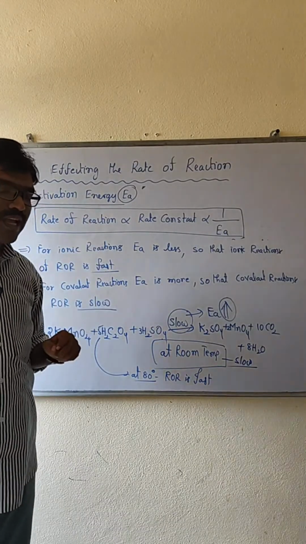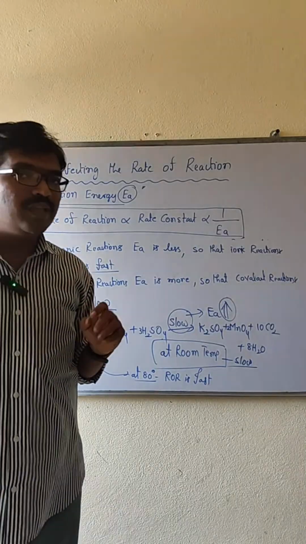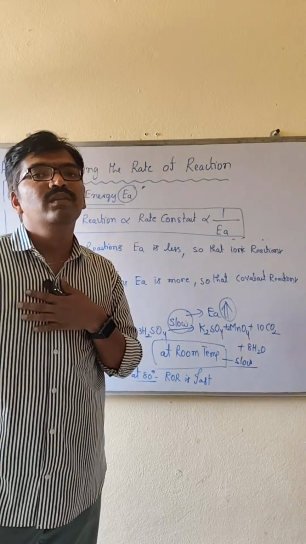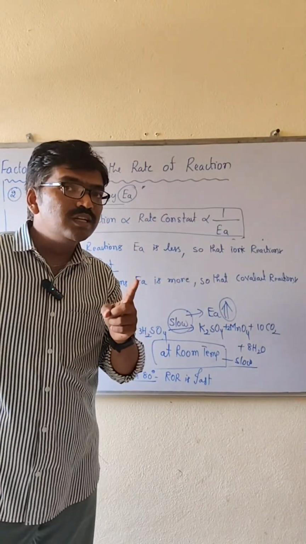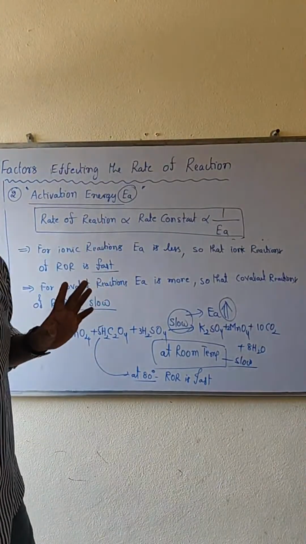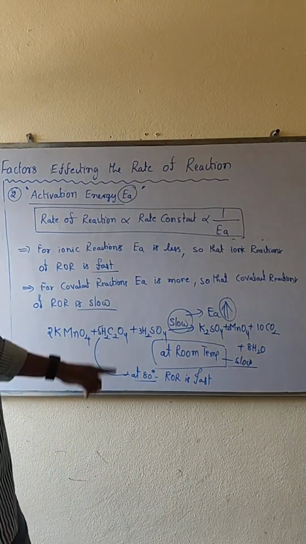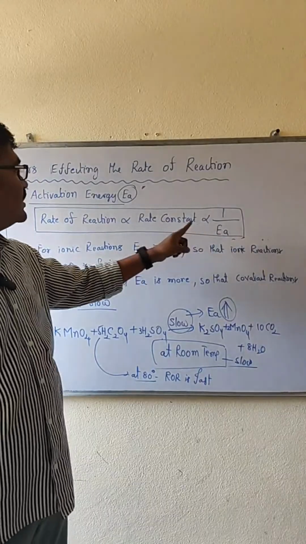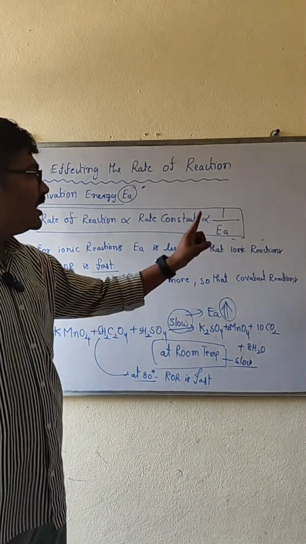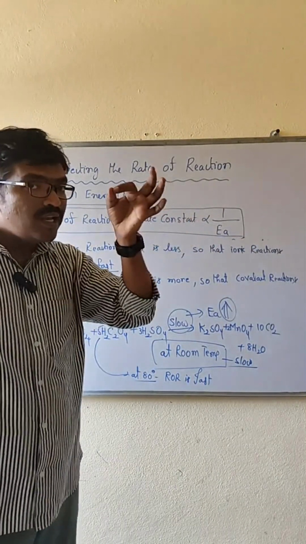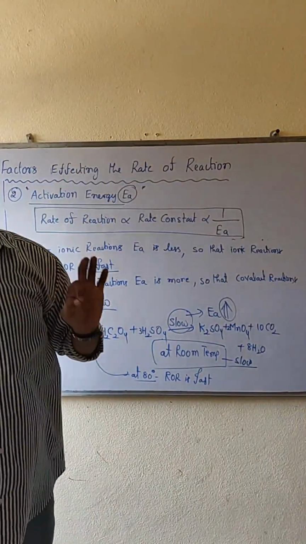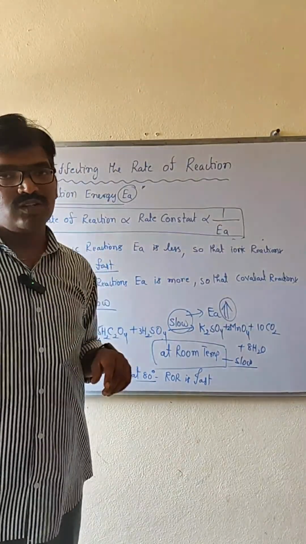First of all, what is the activation energy? The minimum extra amount of energy required by a reactant molecule in order to convert into a product is called activation energy. Activation energy is always inversely proportional to the rate of reaction, and also inversely proportional to the rate constant. This is the second factor which influences the rate of reaction.